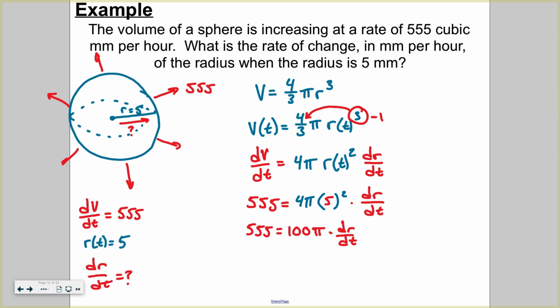And then that is going to be, dr over dt is going to be 555 all over 100 pi. And then we just need to simplify that down. So 555 divided by 100 is going to be 111 all over 20 pi. And the radius is a single length, so that's going to be a dimension of 1, so millimeters per hour.